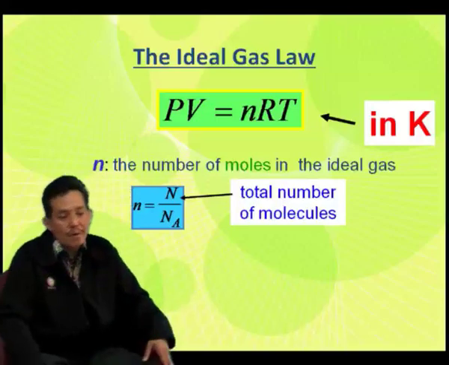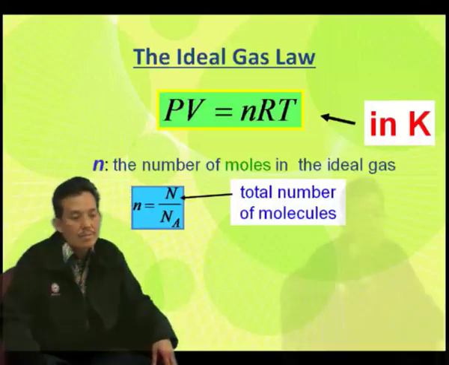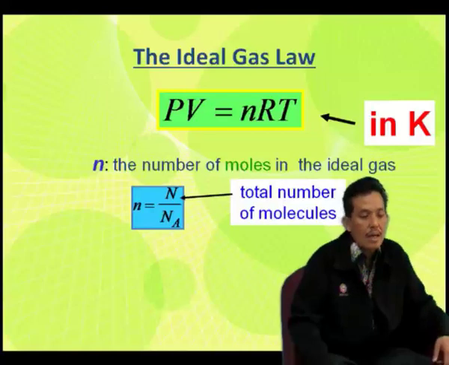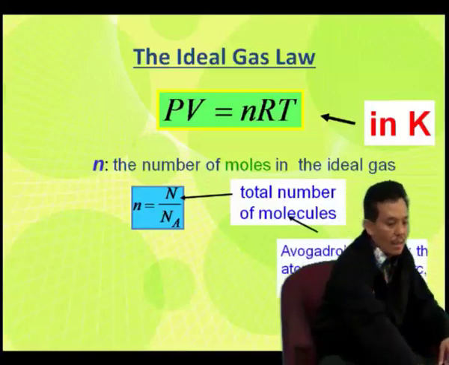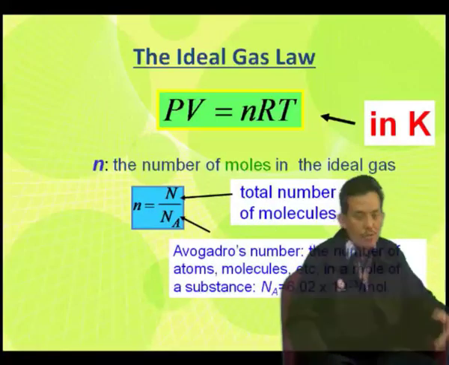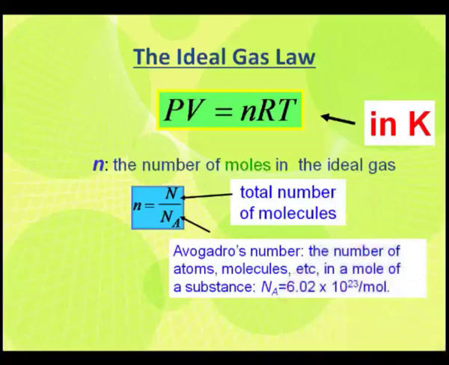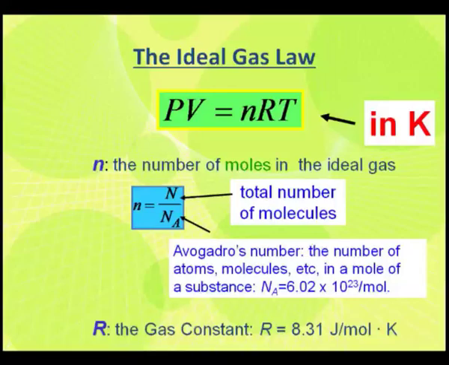And the number of moles in the ideal gas, as you know, is equal to the number of molecules divided by Avogadro's number. And I think everyone knows, exactly, the Avogadro number is equal to 6.02 times 10^23 per mole. And the gas constant R is equal to 8.31 joule per mole Kelvin.